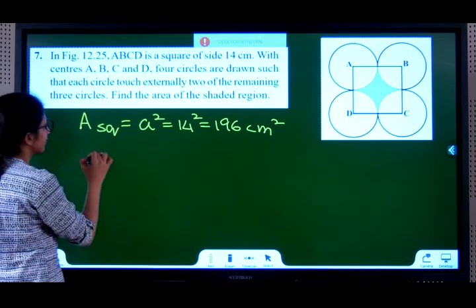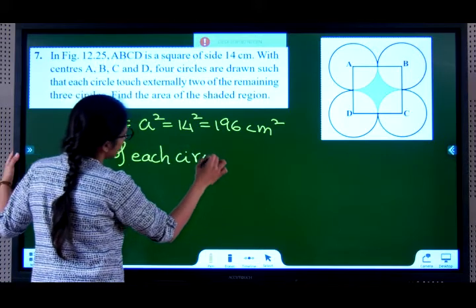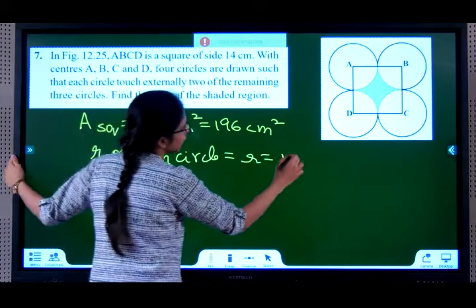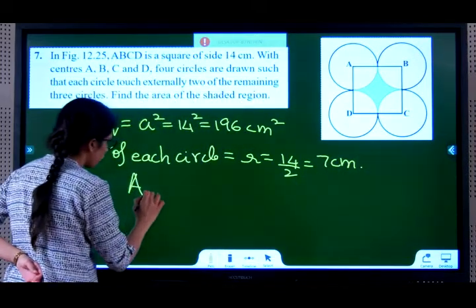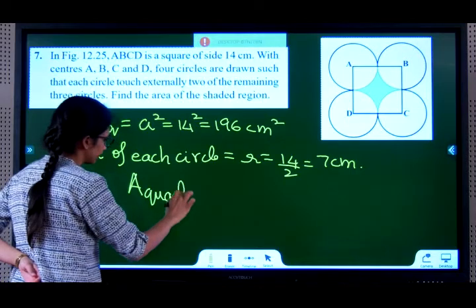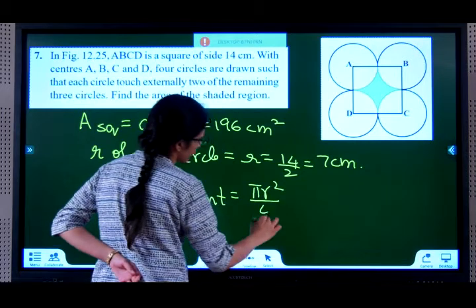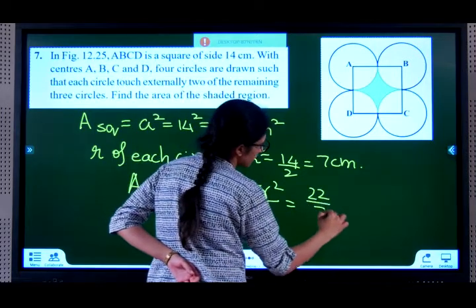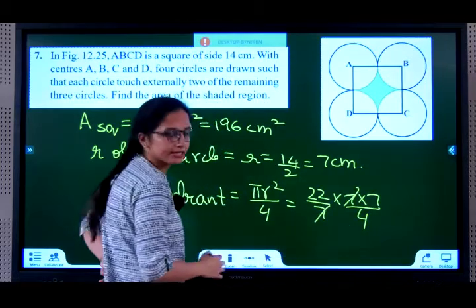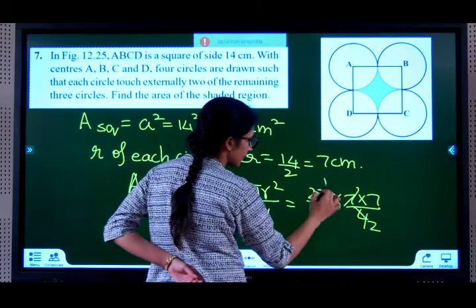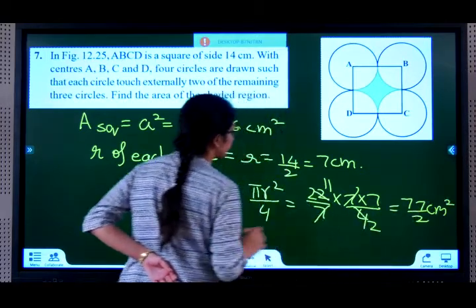Now going in for the radius, radius of each circle is equal to R equal to 14 by 2, which is equal to 7 centimeters. So area of quadrant, pi R square by 4. 22 by 7 into 7 into 7 by 4. 7 and 7 cancel. 2s are 11s are. 77 by 2 centimeters square.